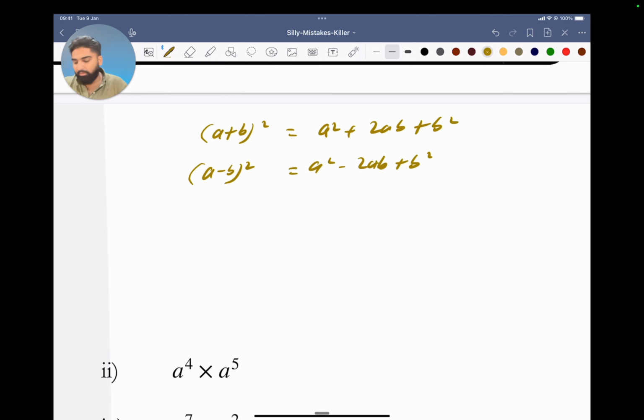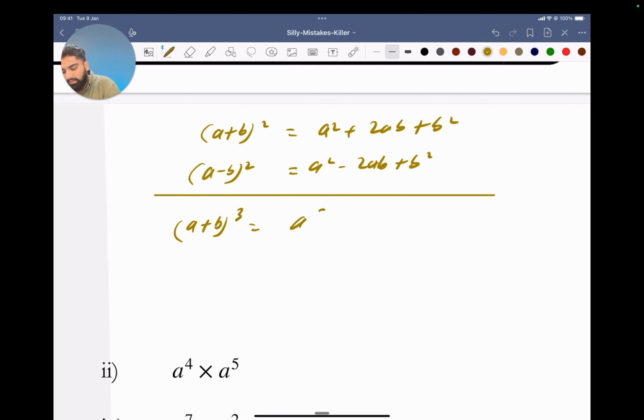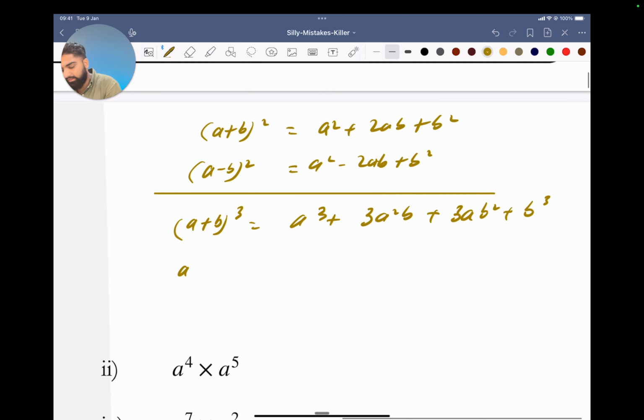Then you also have cubics, by the way, right? So the way we expand cubics, if you have a plus b cubed, it's a cubed. And what happens is the a's go from cubed to squared to nothing, and then the b's go from b to b squared to b cubed. And if it's a negative, it's actually the exact same thing, but it alternates. So you get a cubed minus 3a squared b plus 3ab squared minus b cubed, like that.